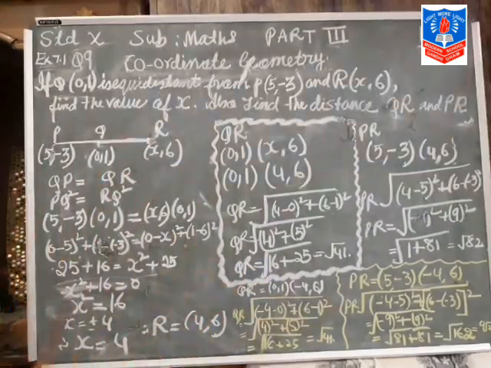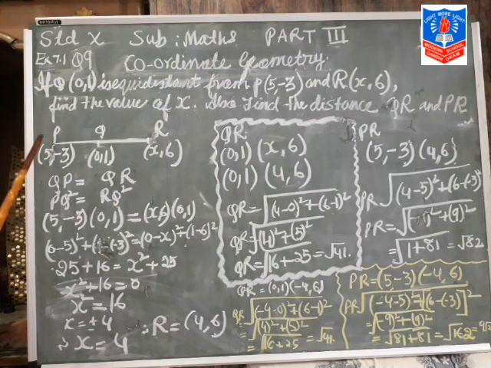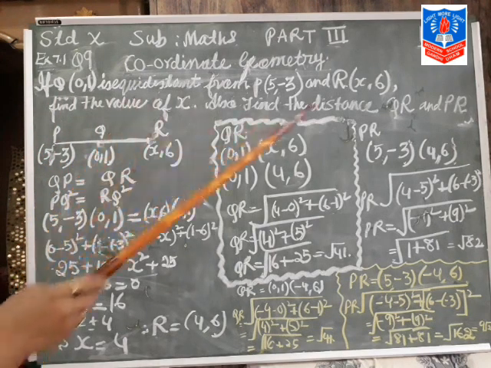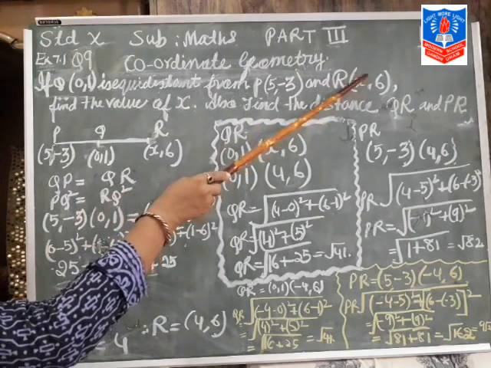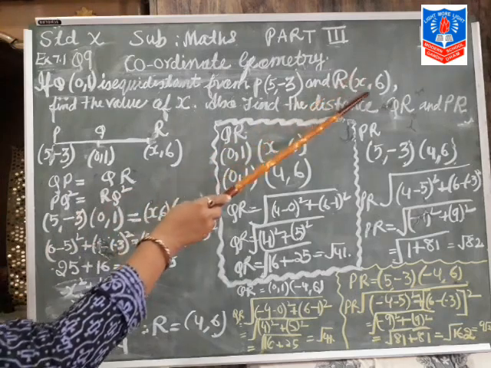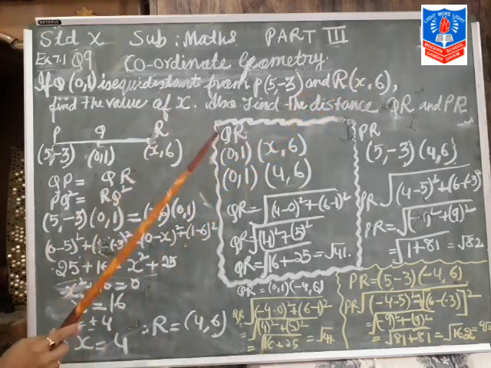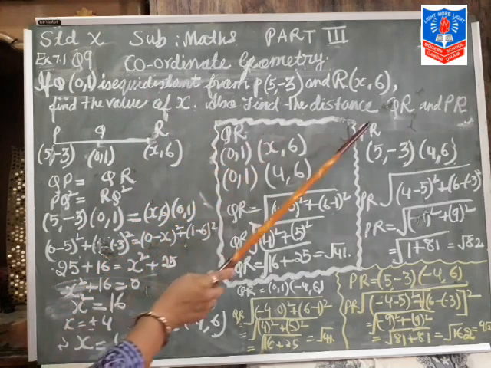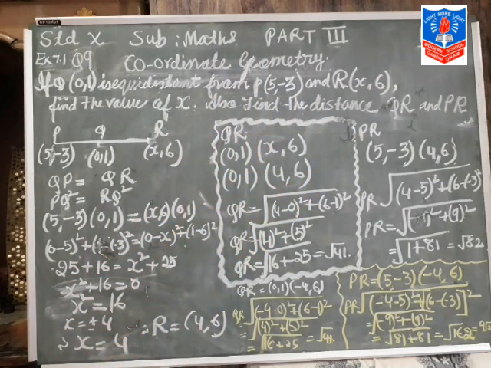The question is clear. Q is at an equal distance from the points P and R. Our x value is to be found. Find out x, and with the help of x, find the distance between QR and PR. Clear, children?